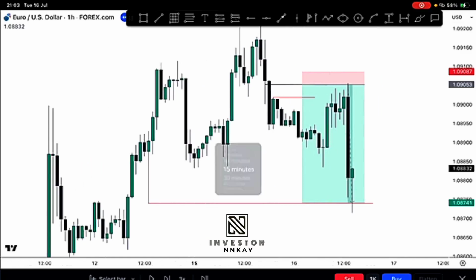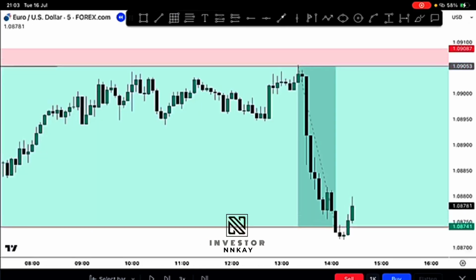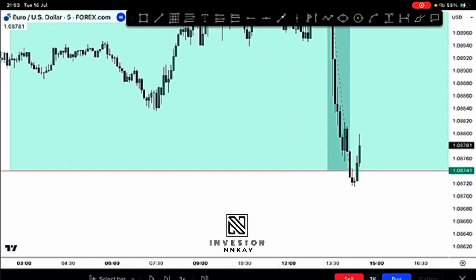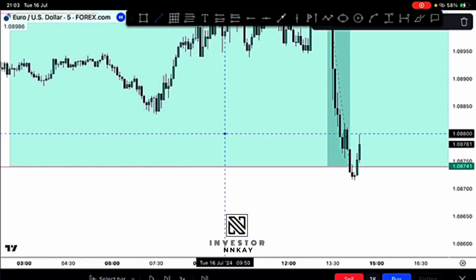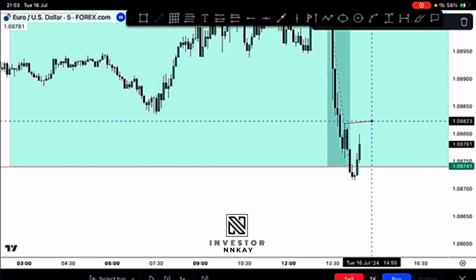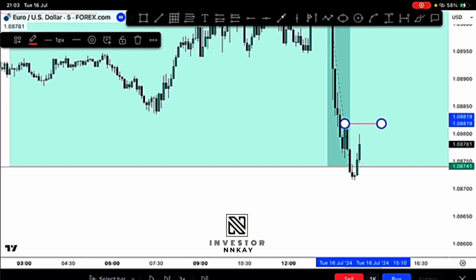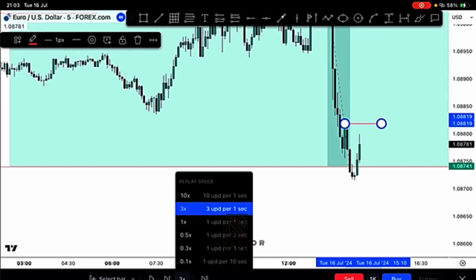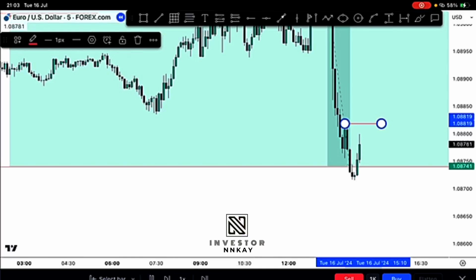So what I did was I scaled down to the 5 minute time frame. On the 5 minute time frame, interestingly, there was this high there. So obviously I'm going to wait for price to take out that high. So let's play it.